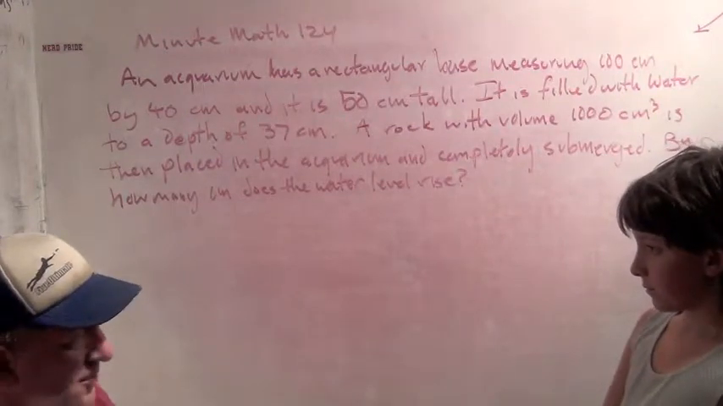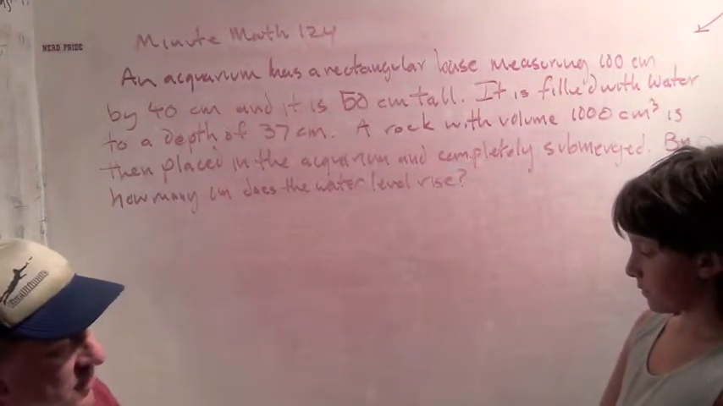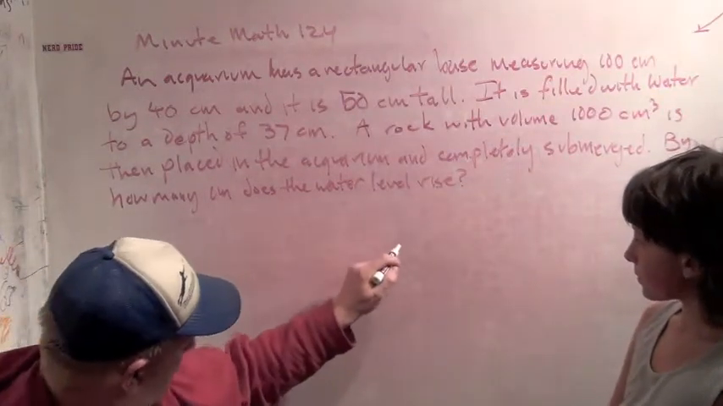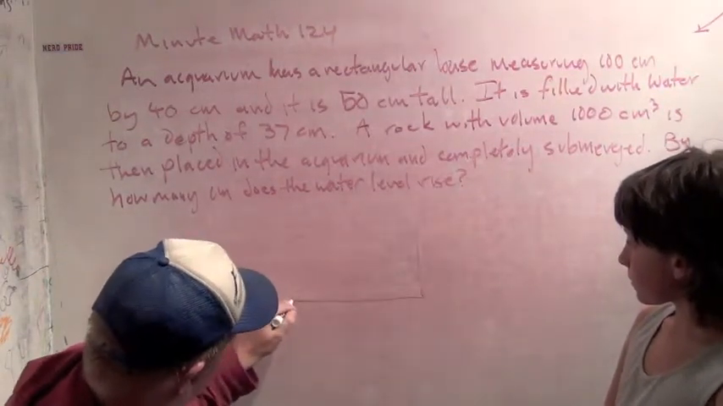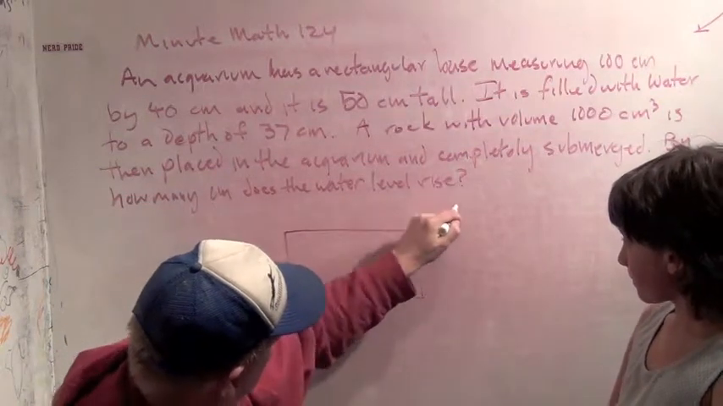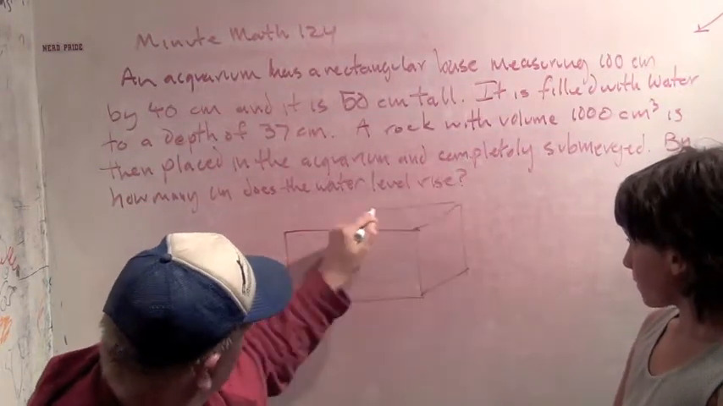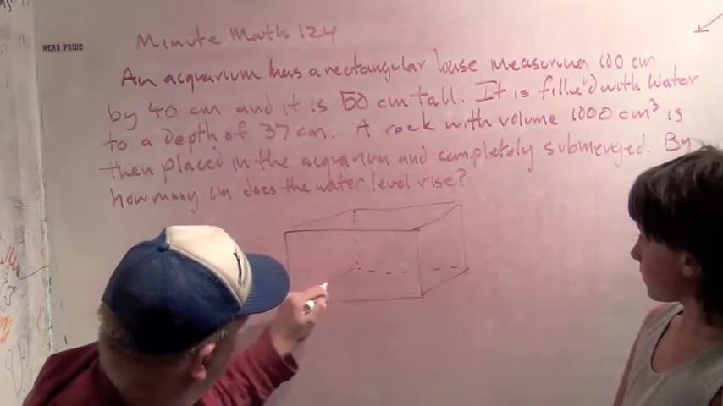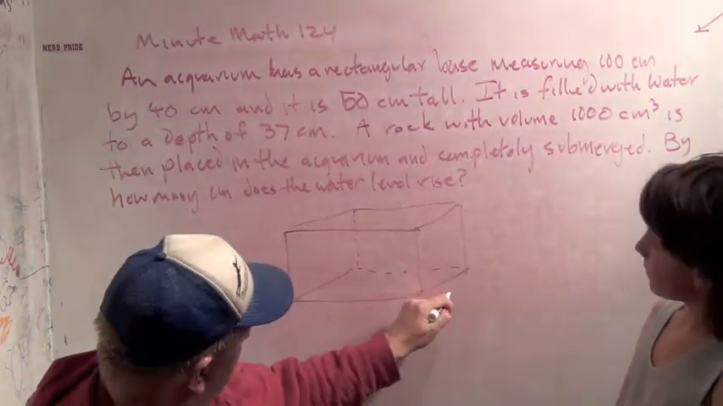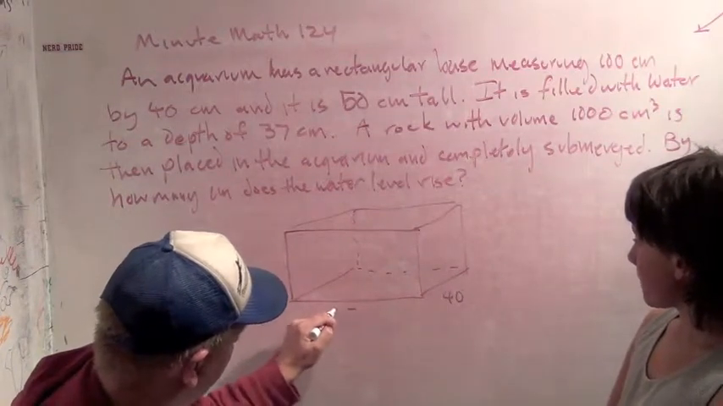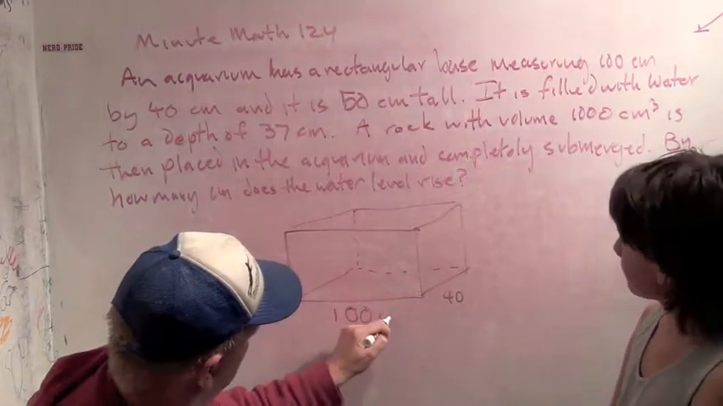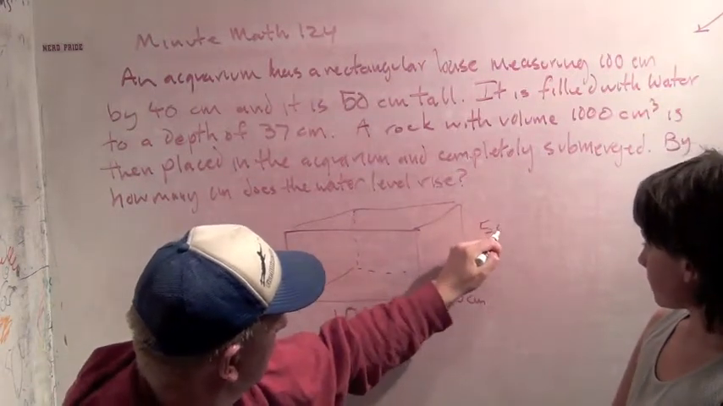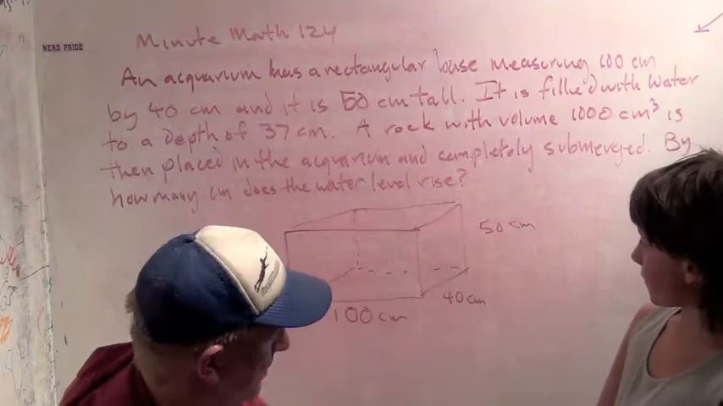Pretty cool. Well, what do you think is the first thing to do on this problem? Draw a picture. So we've got a rectangular fish tank. It's 40 centimeters wide, 100 centimeters long, and 50 tall. And it's filled up to 37 centimeters.